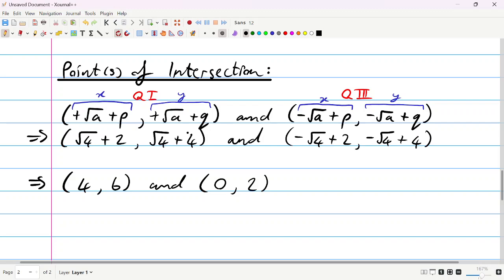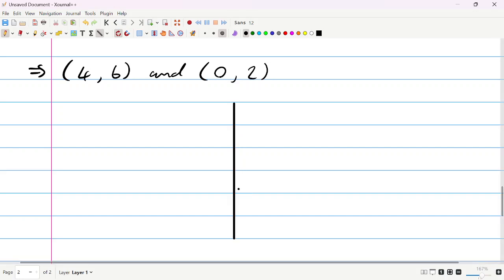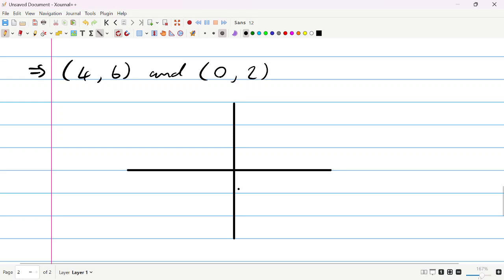There are our points of intersection. This is essentially where the axes of symmetry are going to intersect. It's most likely going to be the positive one, but we'll see. The reason I'm saying it's going to be the positive gradient one is because our a value is greater than 0. So let's actually draw it. We're going to draw our axes like so, with the y-axis and the x-axis.